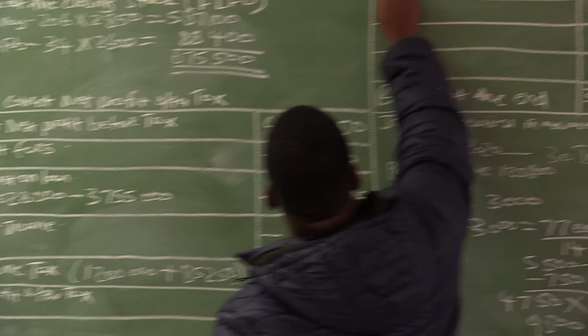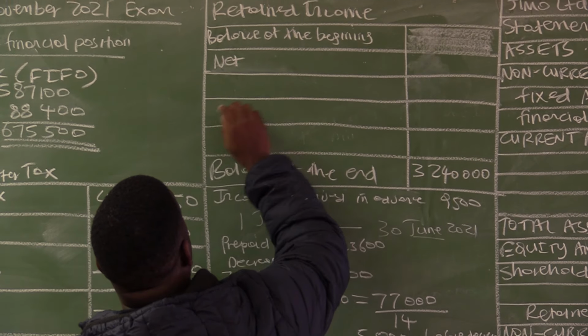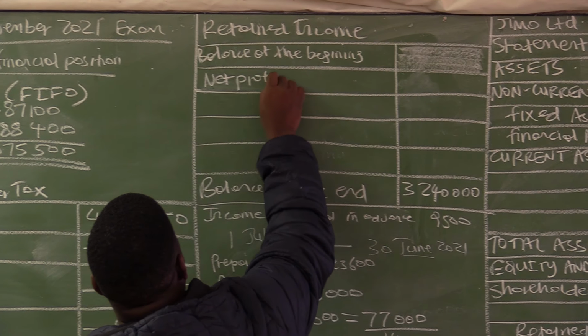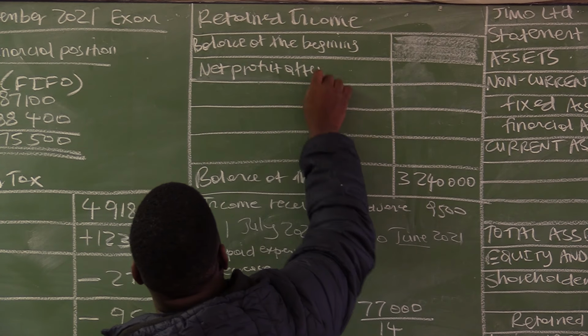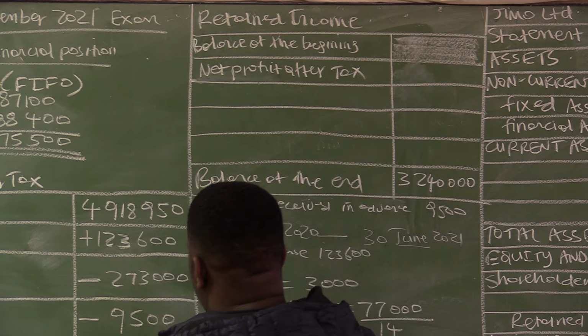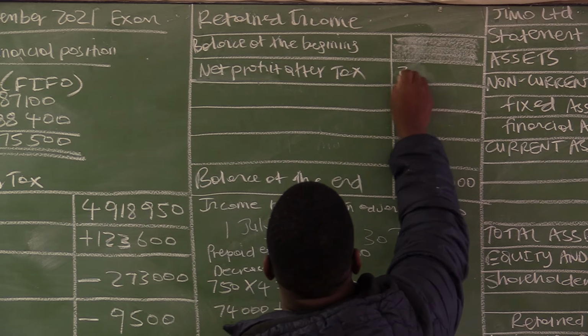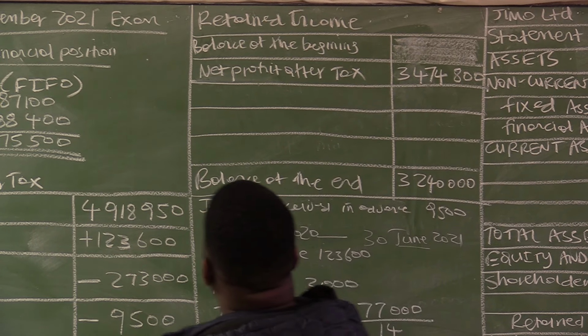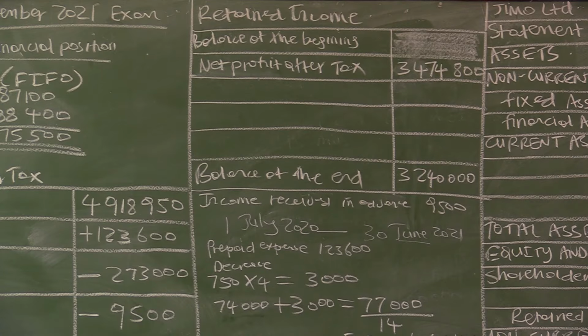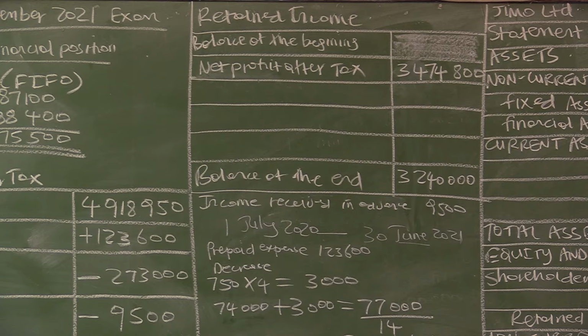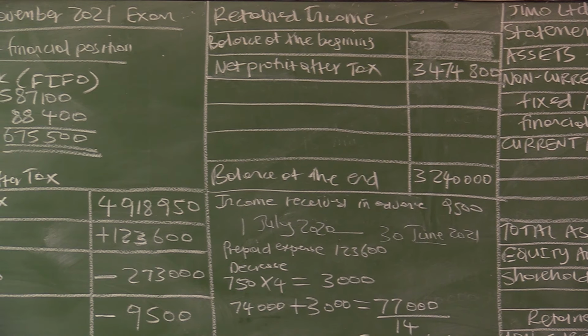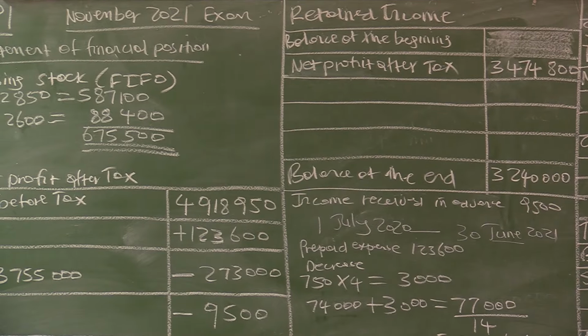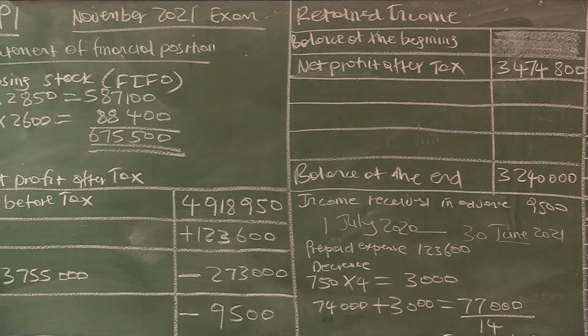This is now transferred to the retained income account. Our net profit after tax is 3,474,800. That's our correct net profit after tax. That is why I said to you, because we are still going to transfer this amount, make sure that you transfer the correct amount. That is why I strongly advise students that when I'm doing calculations on the board, you also take the calculator and ensure that the amount that has been calculated is correct.